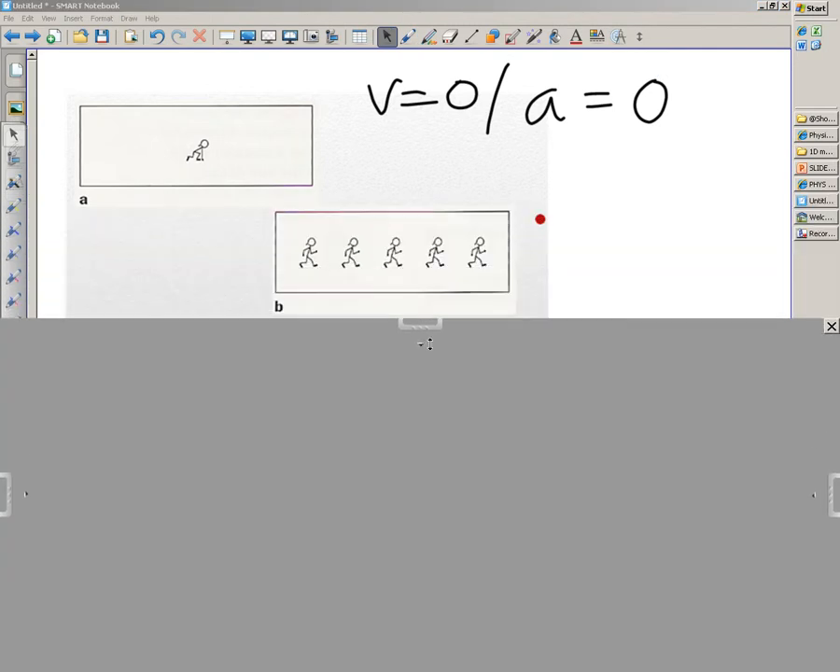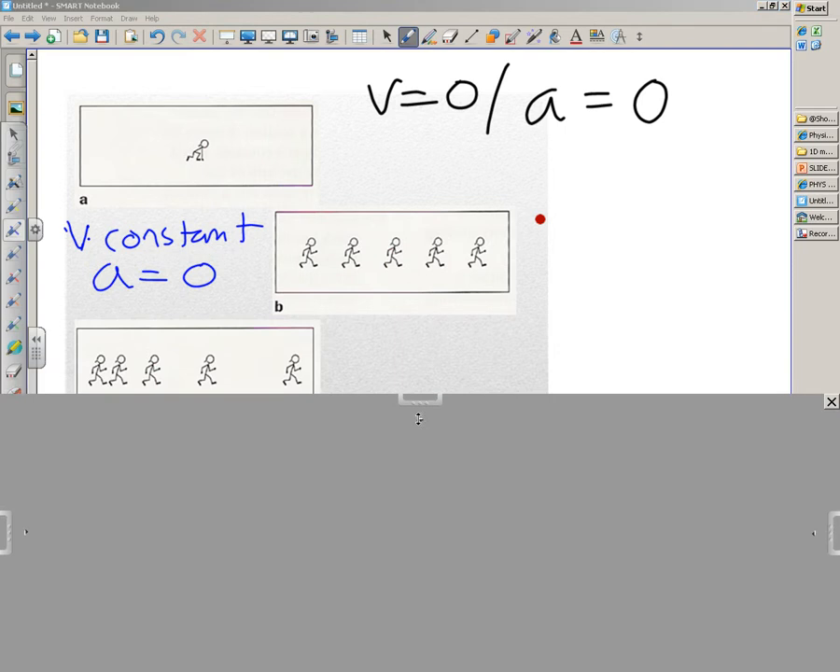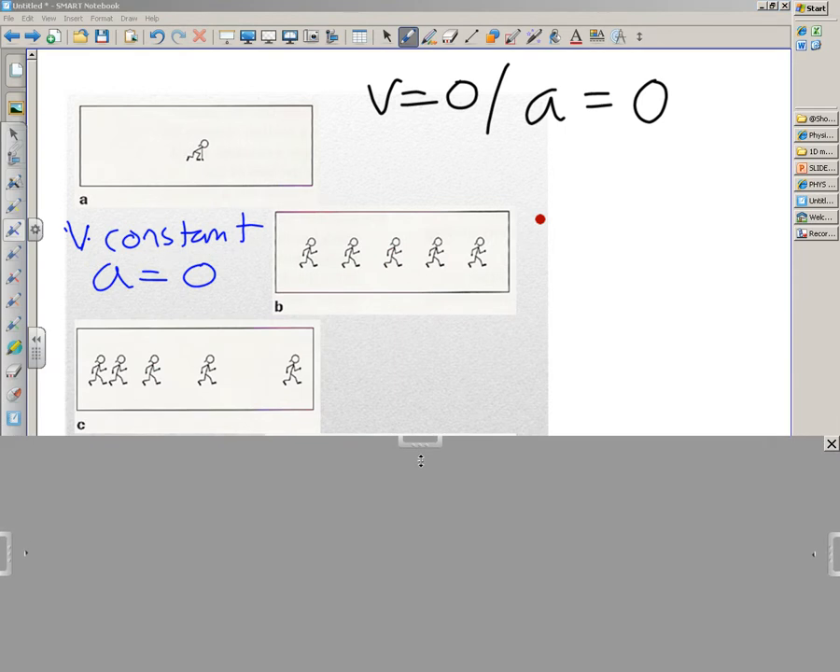All right. Let's talk about this picture right here. Not sure what that red dot's all about, but all right. What can you tell me about the velocity in this picture right here? How would we describe the velocity? You can't really give me a number, but what would we say about it? This is a constant velocity. Acceleration? No acceleration. Zero. Good there? Okay.